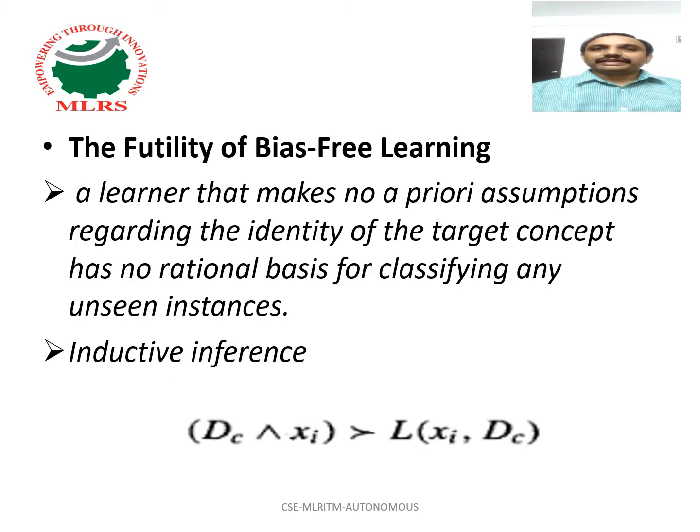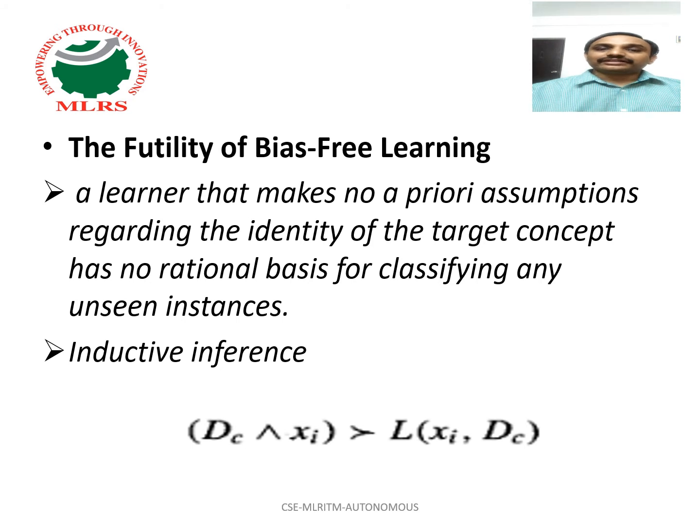So to get bias-free learning, first we have to take the prior assumptions for the given learning algorithm. Without prior assumptions, the target concept has no rational basis for classifying any unseen instances. So to get this, we have to consider inductive bias. Before taking inductive bias, first we have to take inductive inference. What do you mean by inductive inference?